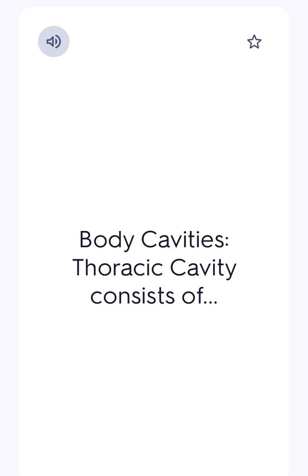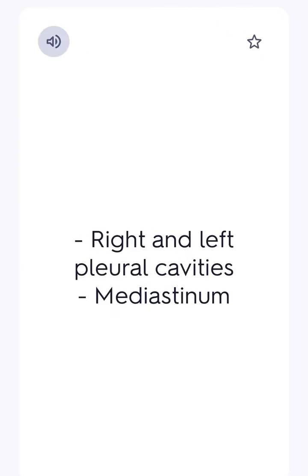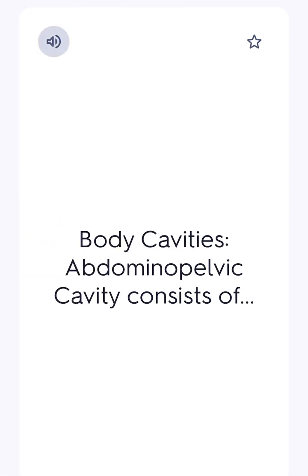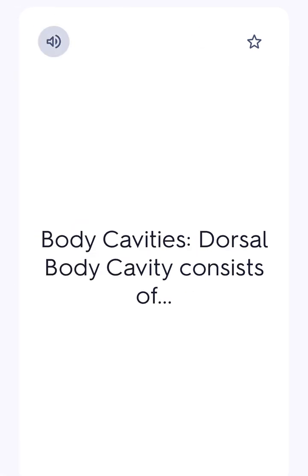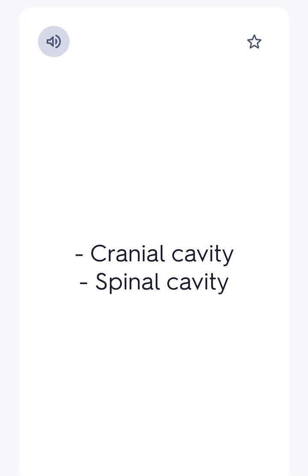Body cavities. Thoracic cavity consists of right and left pleural cavities, mediastinum. Abdominopelvic cavity consists of abdominal cavity, pelvic cavity. Dorsal body cavity consists of cranial cavity, spinal cavity.